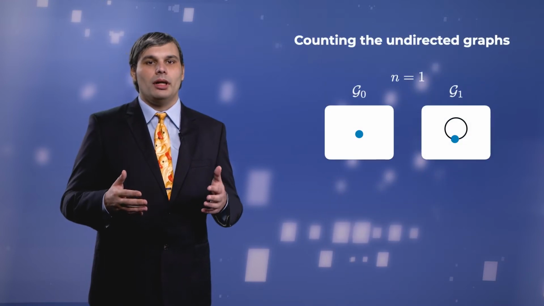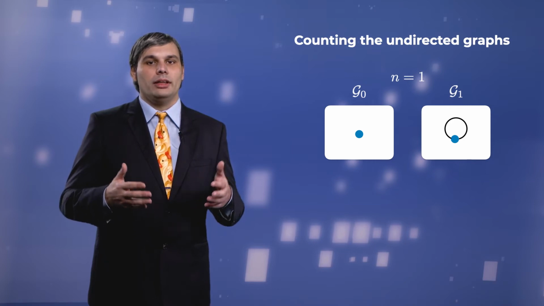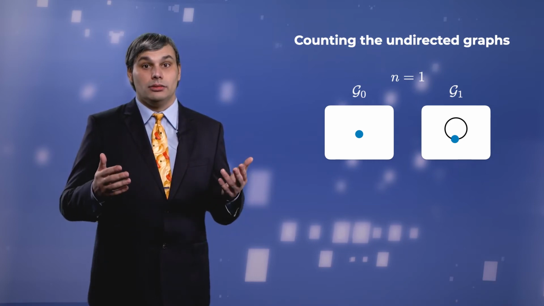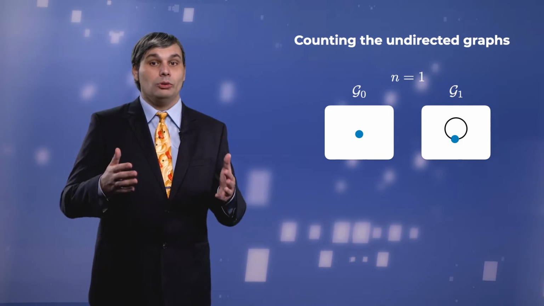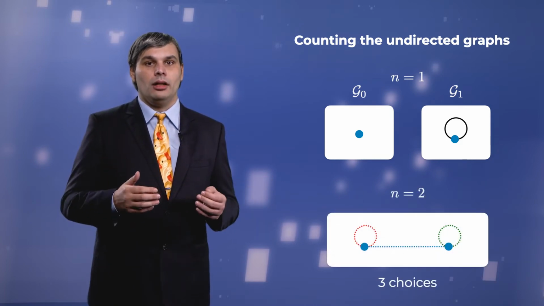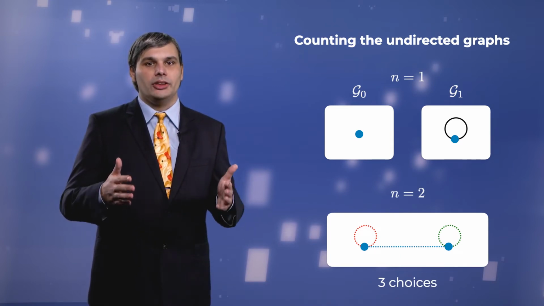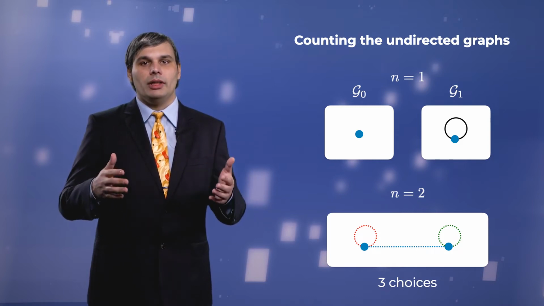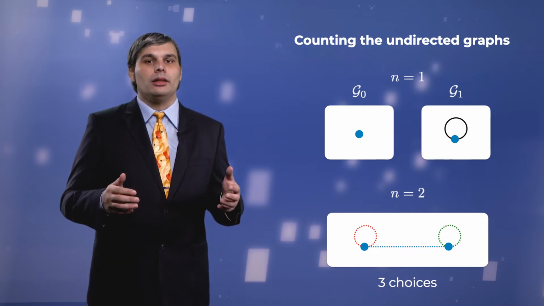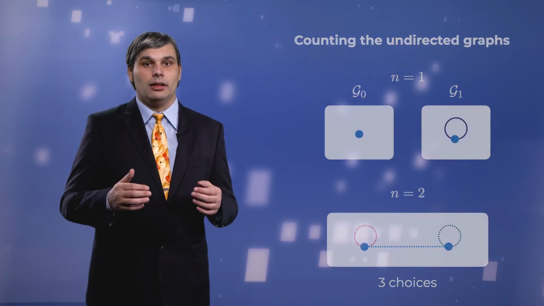Let's count the number of undirected graphs. If we have only one node, how many undirected graphs can we draw? The answer is 2. There is one graph G0 without any edge, and one graph G1 which has a loop. What if we had two nodes? In a graph with two nodes, there are 3 places where edges could go. There could be one loop for each node, and there could be an edge between A and B. There are a total of 3 binary choices, therefore there are 8 possible graphs.